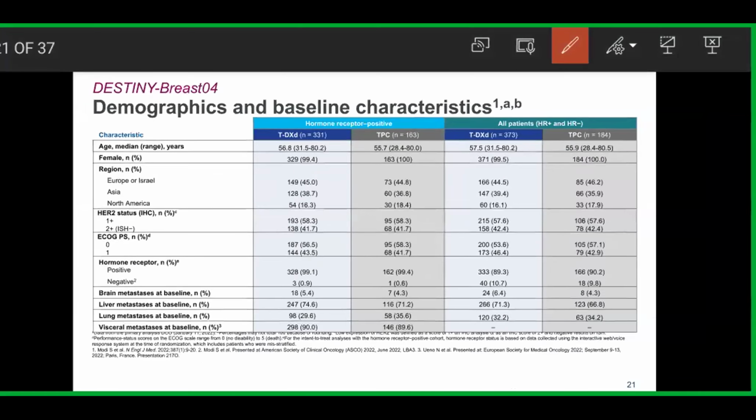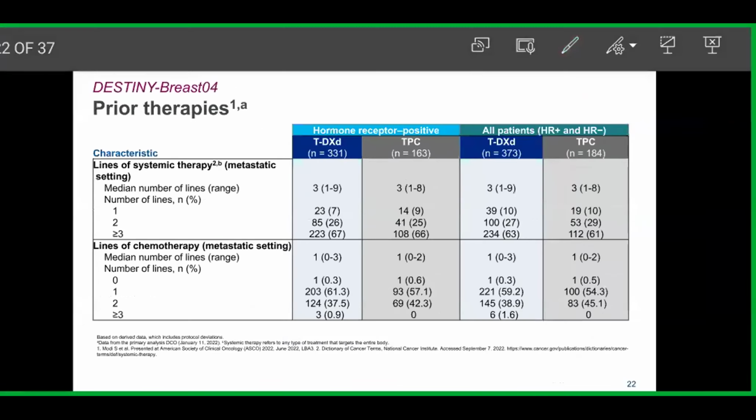In this study, even Suresh sir also discussed this study, you can see the baseline characteristics. All the parameters are matching. What we need to concentrate on is the region. Most of them belong to the Europe or the Asian region, with equally distributed +1 and +2 disease. All of them had a good performance status. Most of them had hormone receptor positive disease, and few of them had brain metastasis. 3/4 of them had liver metastasis, and 1/3 had lung metastasis. That means almost 90 to 95% of them had visceral disease during this study.